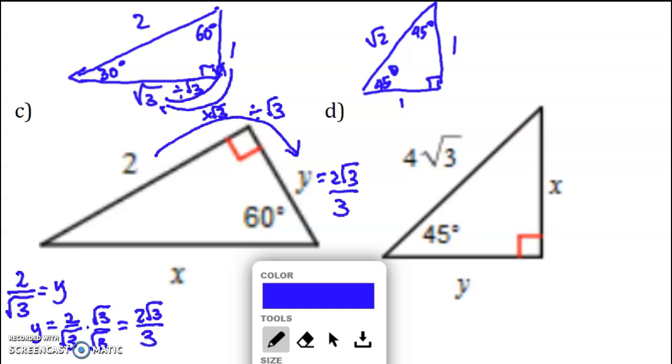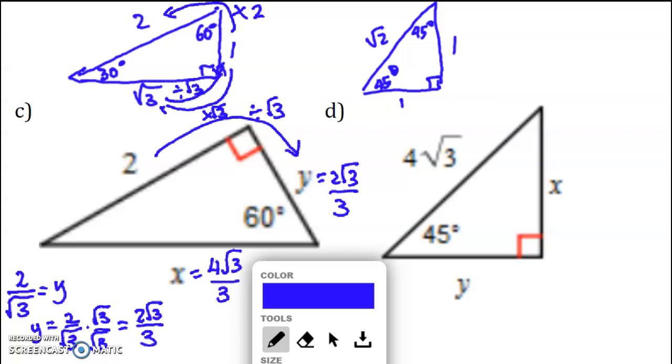Okay, now that we figured out what the short leg is, how do I figure out the hypotenuse? To go from the short leg to the hypotenuse is just multiply by 2. So for x, I am just going to multiply 2 root 3 over 3 multiplied by 2. So that just becomes 2 times 2 is 4 root 3 divided by 3. So that's my x.